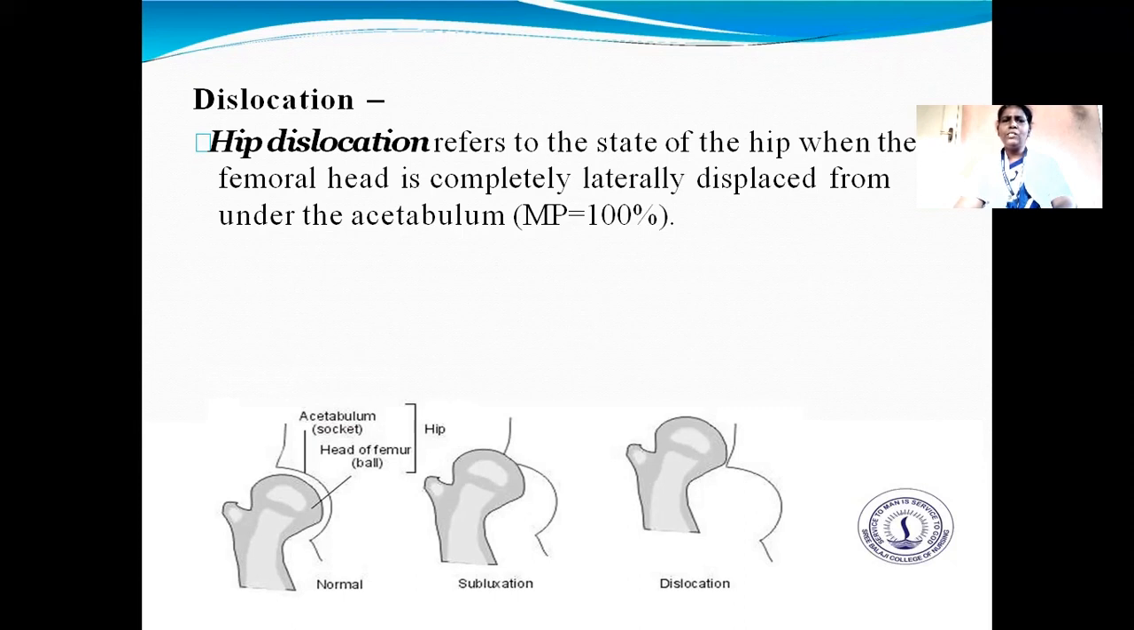This hip dislocation refers to the state of the hip when the femoral head is completely laterally displaced from under the acetabulum. Hip dislocation is the third degree.